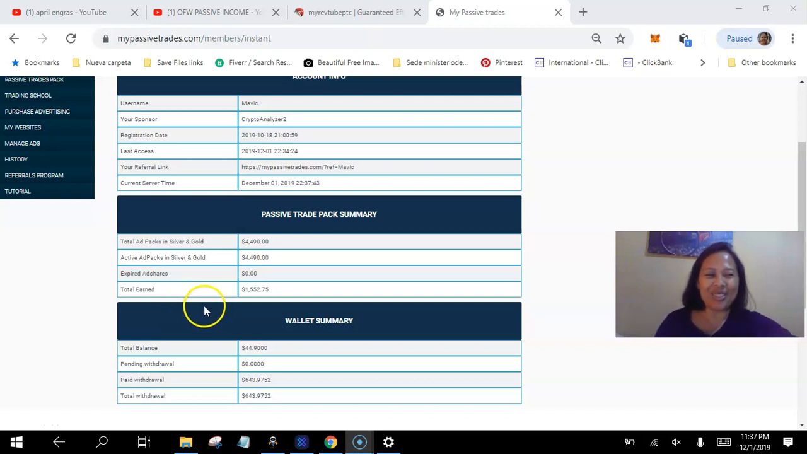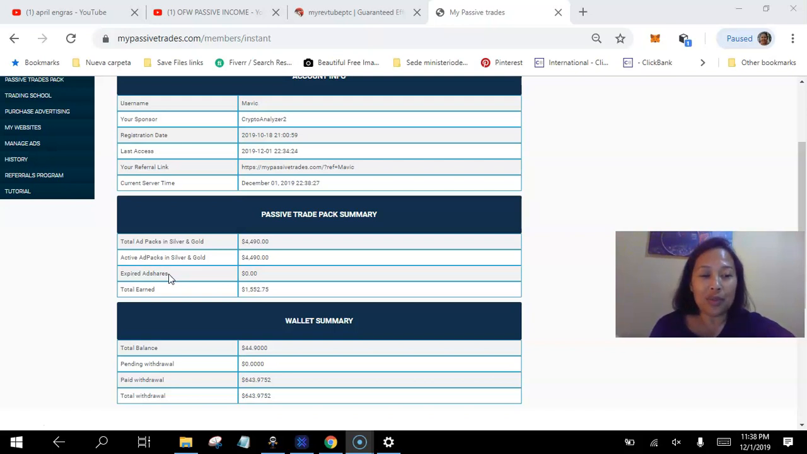Okay, good morning, guys. Tonight I'm gonna share with you my update of my passive trade income. I got someone who's been following me, and he just registered and funded his account with my passive trade. So here is my update of my passive trade.